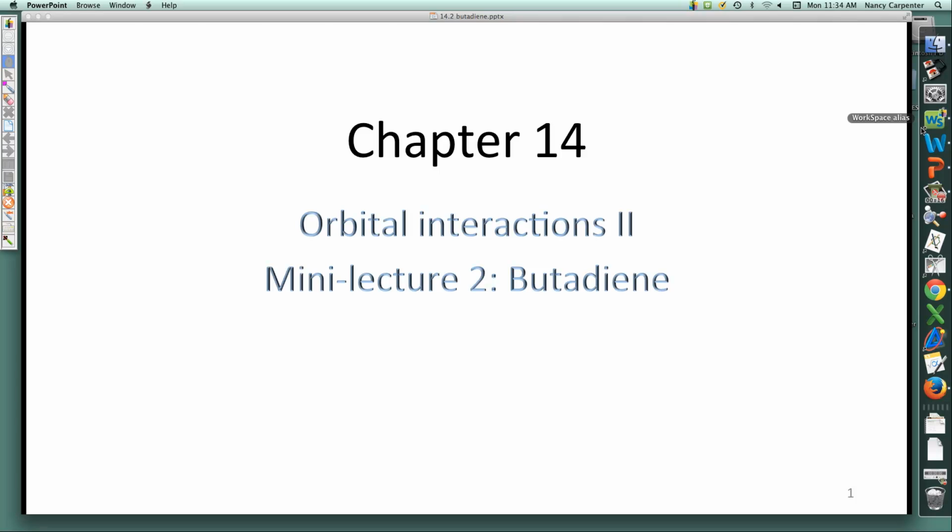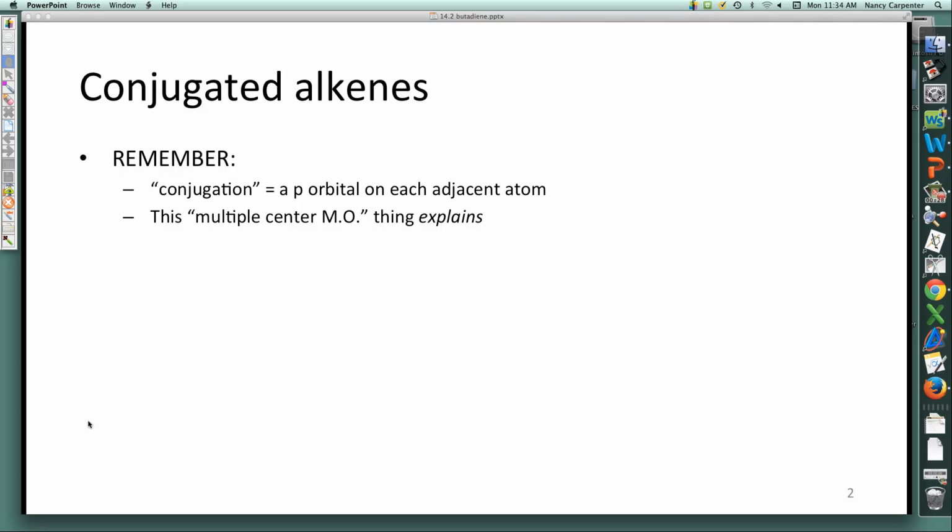diagrams for conjugated alkenes. And the prototypical example we'll use is butadiene. But as we'll see, you can expand this to other conjugated alkenes as well. Okay, so, quick recap. A conjugated alkene basically means every atom has a p orbital on it, or at least every atom in the pi system.